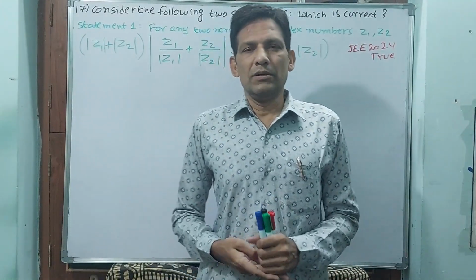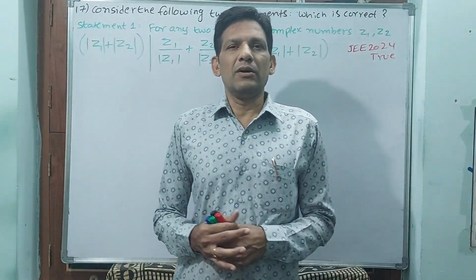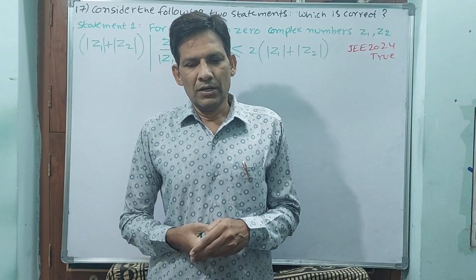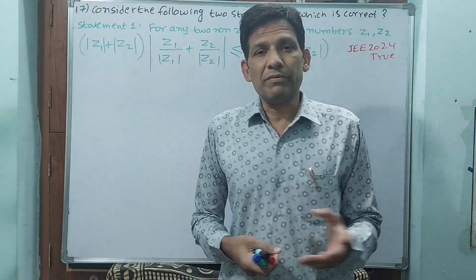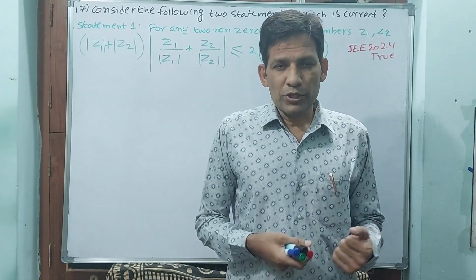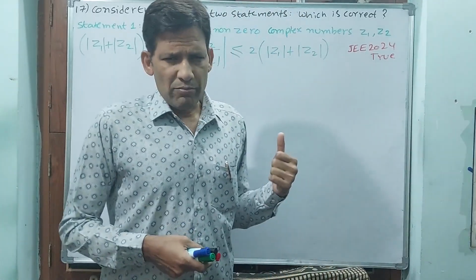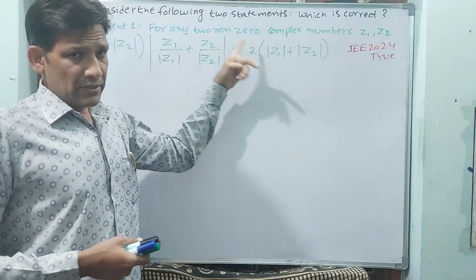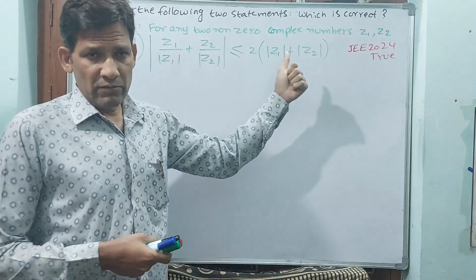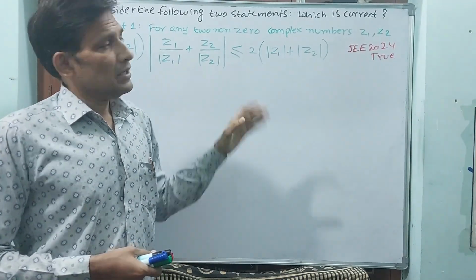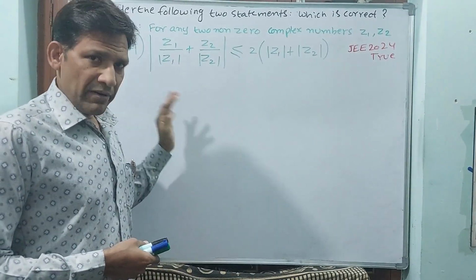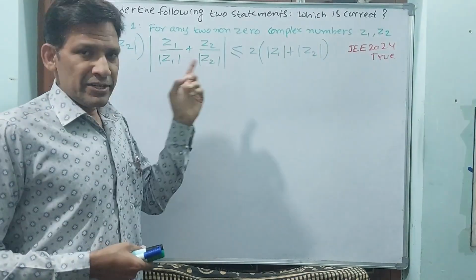Dear students, we are in JEE Mathematics and we are in complex numbers. Today we are going to solve questions 17 and 18. Question number 17 I have slightly modified. Modified means I have written only 50% of the question. Two statements they have given, only one statement I have written. First we will finish this statement, then I will rub it and write the second statement also.